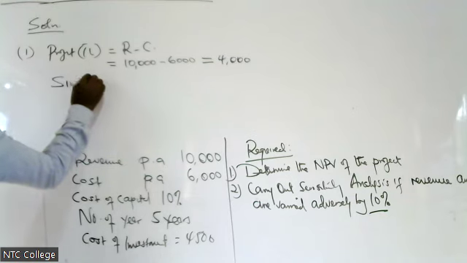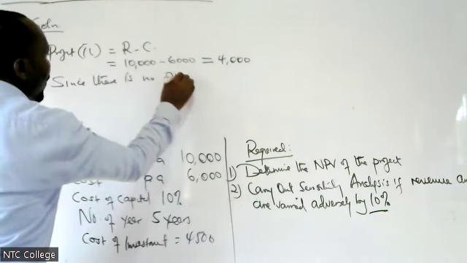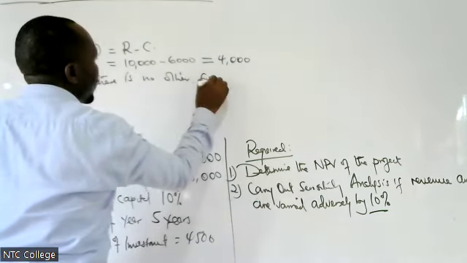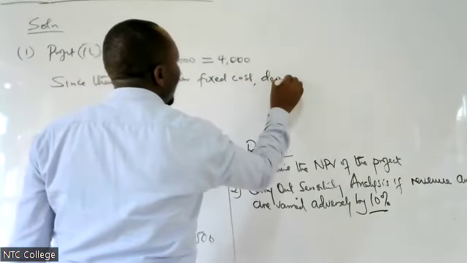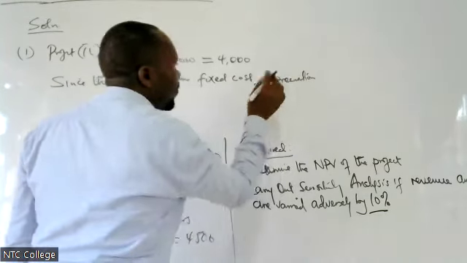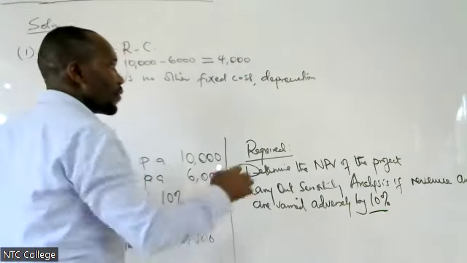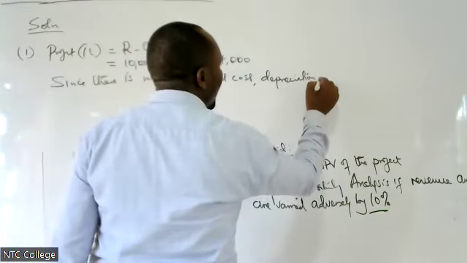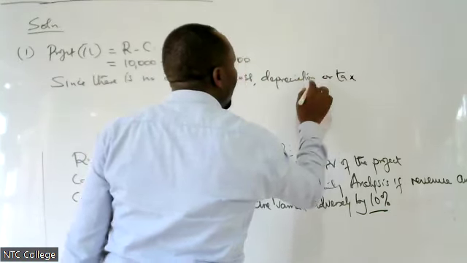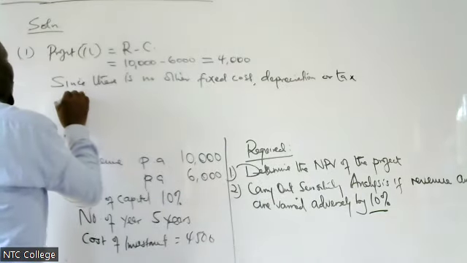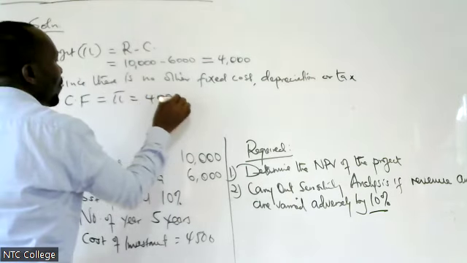since there is no depreciation, there's no other fixed cost. If they had depreciation, they would have told you that this asset needs to be written off on a straight line basis. They could have told you for 5 years. There's no depreciation or tax. Then cash flow is the same as profit, which is basically 4,000.